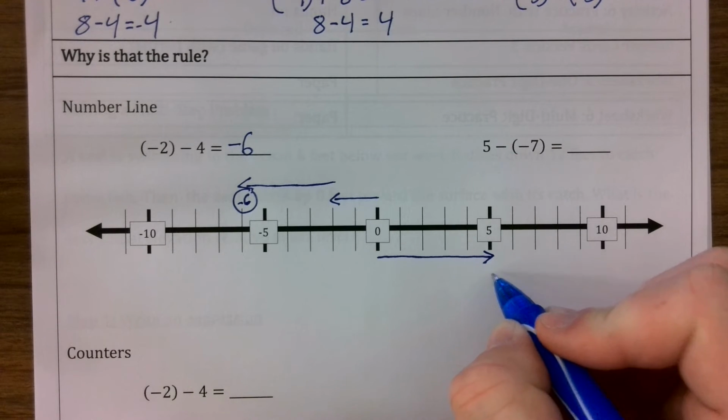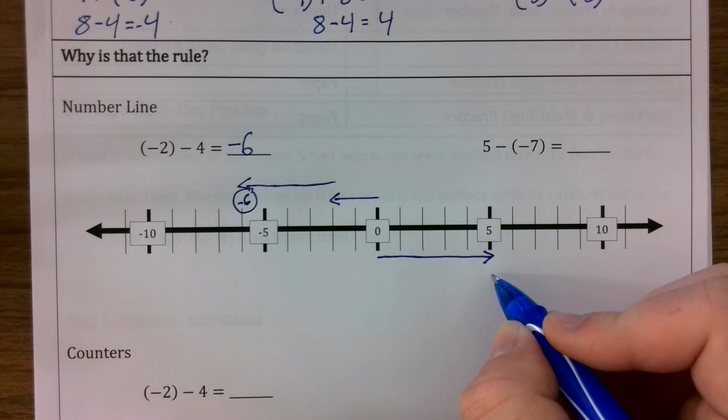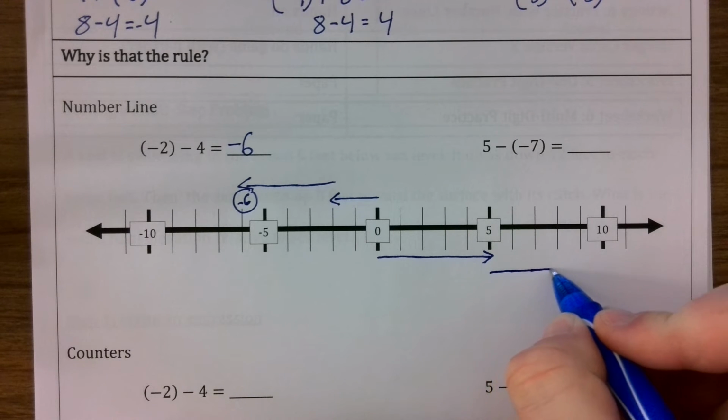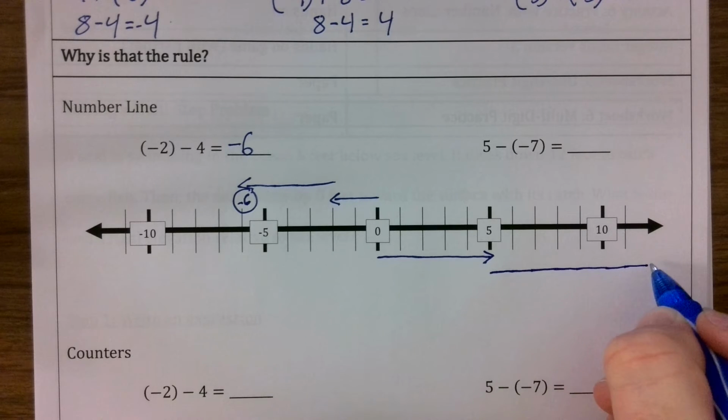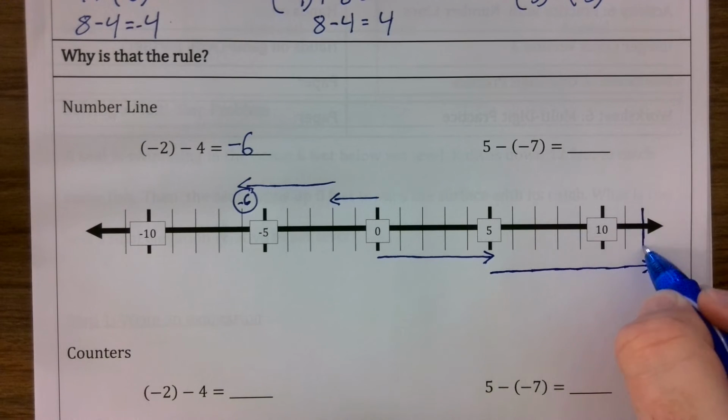So we are going to end up going to the right again, 7 spots. 1, 2, 3, 4, 5, 6, 7. We're going off the number line a little bit. We would end up here at positive 12.